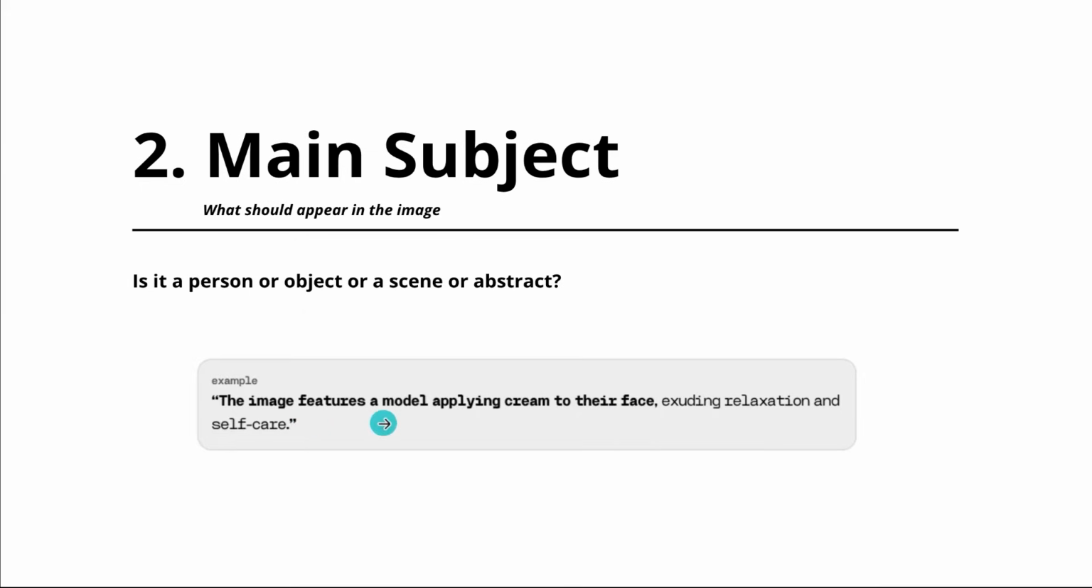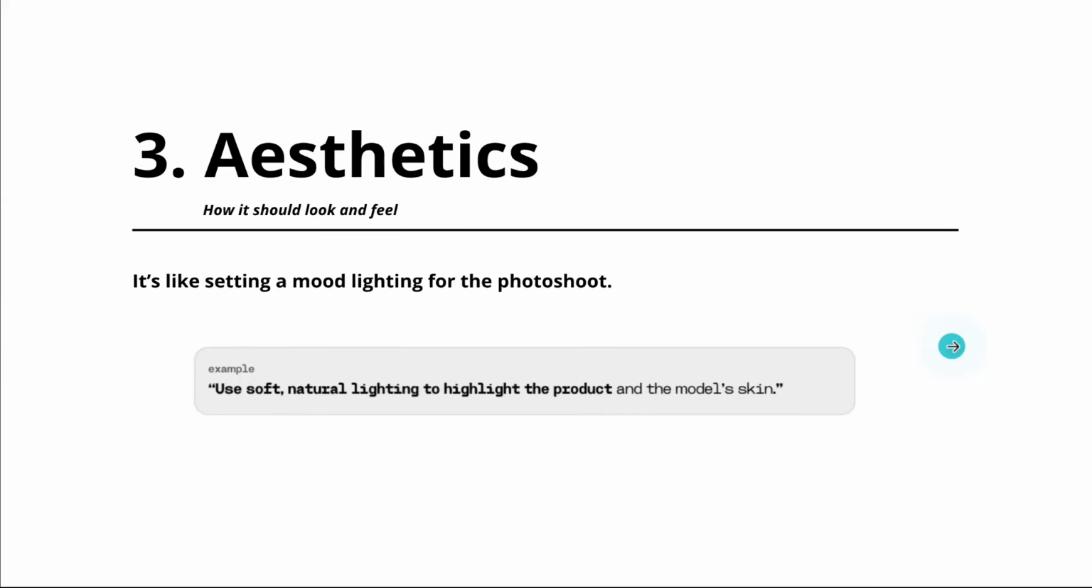Here's the example. The image features a model applying cream to their face. That is the main subject. And the third part of the prompt should be aesthetics. How should it look and feel? It's like setting a mood, lighting for the photo shoot. Look at the example, like use soft, natural lighting to highlight the product. That's the third part of the prompt.